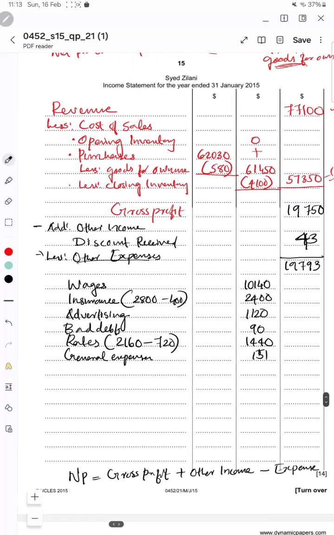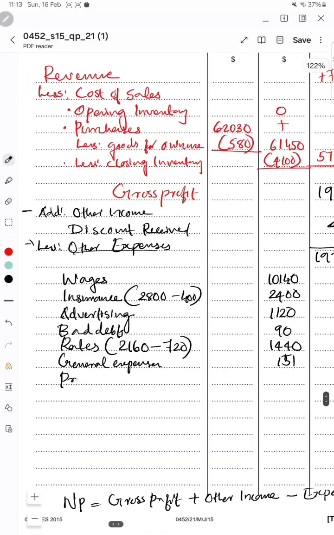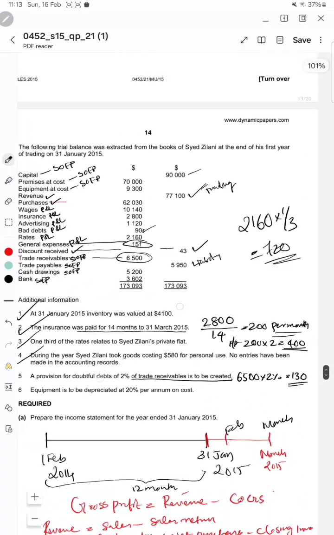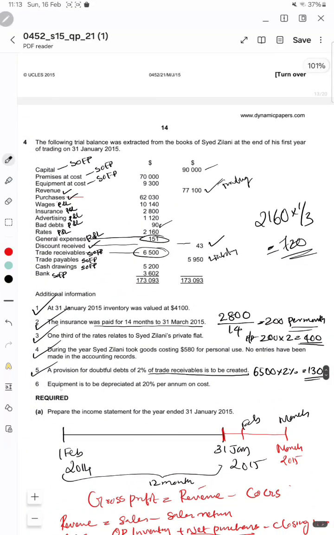So right here, provision for doubtful debt, 130. 130 you got because it's 2% of your trade receivable. Okay, 6500. Apart from this we have one more adjustment, that is, the provision is taken.